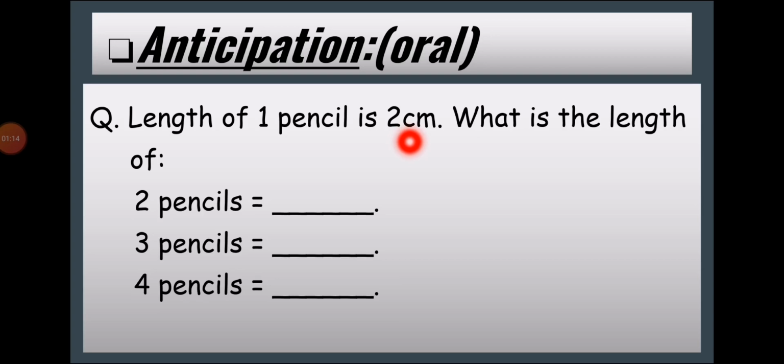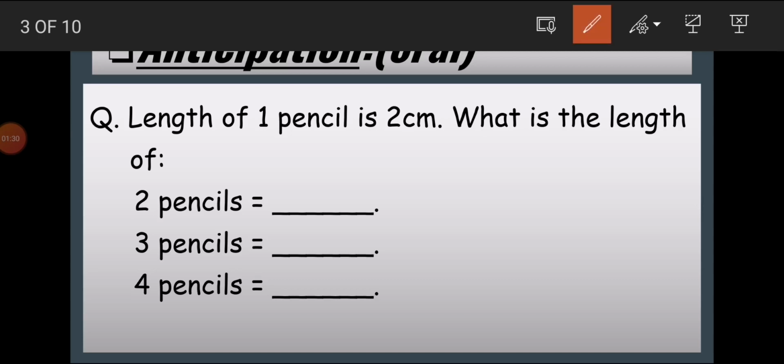If one pencil is 2 centimeter long, so 2 pencils will be, we count in 2s, 2 and 2, 4, 2 plus 2 is 4, or we can read the 2 times table, 2 one time 2, 2 two times 4. So the answer is 4, and we will write here 4 centimeter.